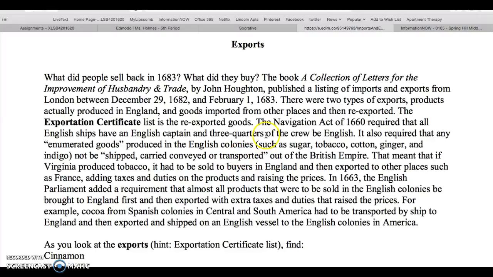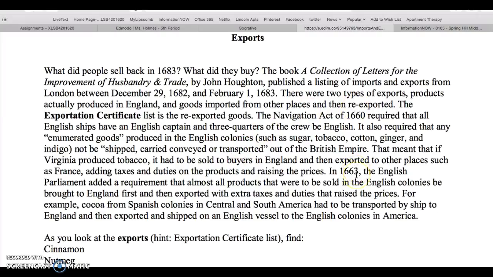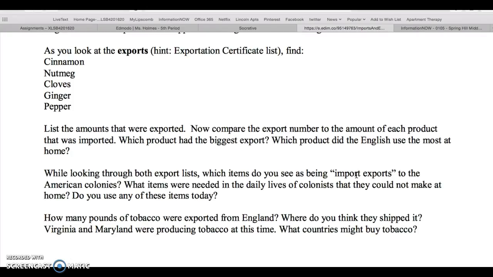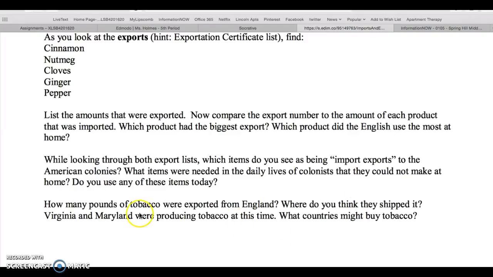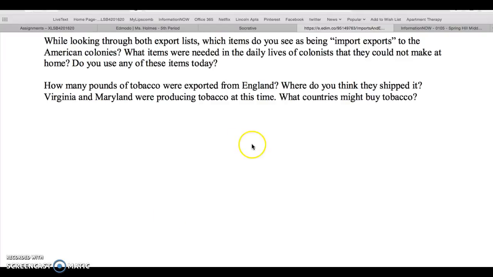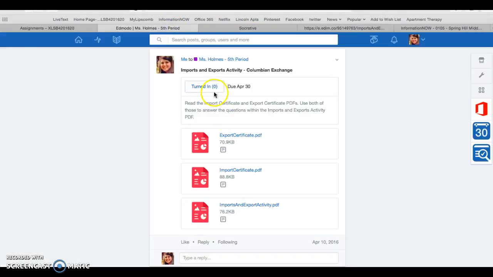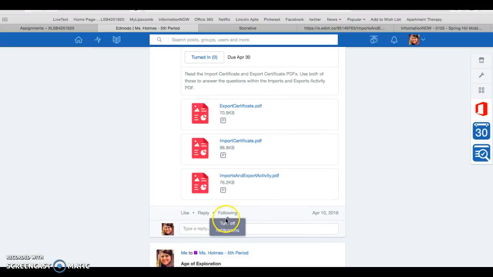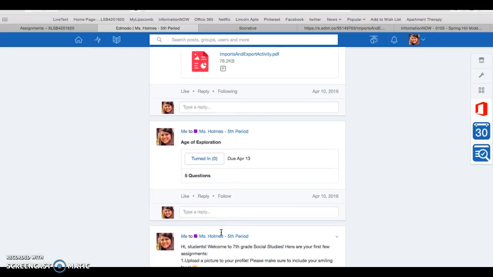What I liked about this activity is it did walk them through the primary source, and it explained both the import side and the export side, and talked about several of the products that are going to set up their study of 8th grade, such as tobacco and cotton. This was turned in on Edmodo, and I did set a due date so that students could get it in on time. They can always reply with questions as well as reach out over Remind.